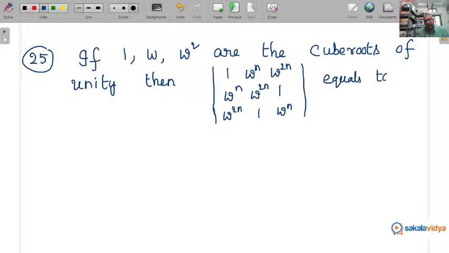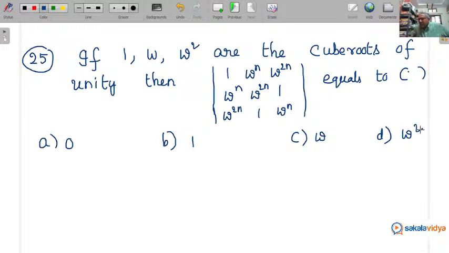So that means the determinant of this matrix is equal to... So what is the determinant of the given matrix, provided 1, omega, omega square are the cube roots of unity? Option A: 0, option B: 1, option C: omega, option D: omega square.